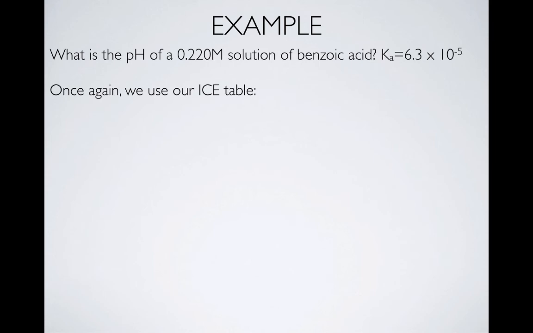We have a 0.220 molar solution of benzoic acid, and we want to know what the pH is of that solution. Benzoic acid is a weak acid. It has a Ka of 6.3 times 10 to the minus 5. So we're going to start off using an ICE table. So we've got our reaction here. Given the formula for benzoic acid, we put that into water. The benzoic acid loses an H+, creating the benzoate ion there and the H3O+.